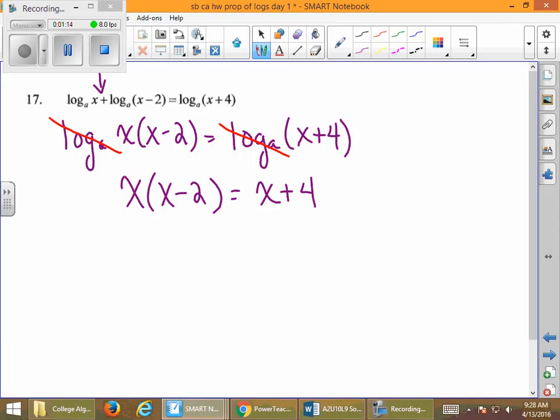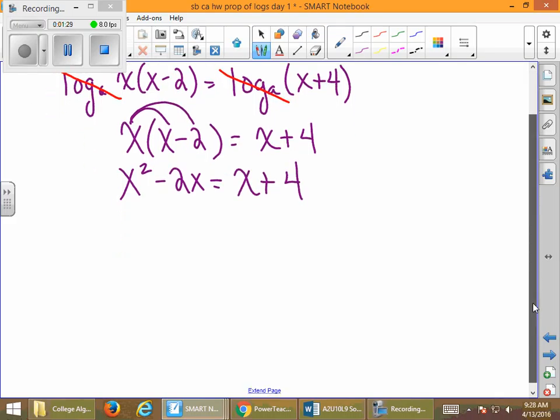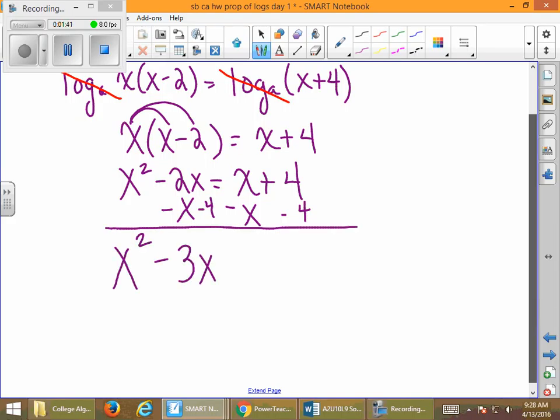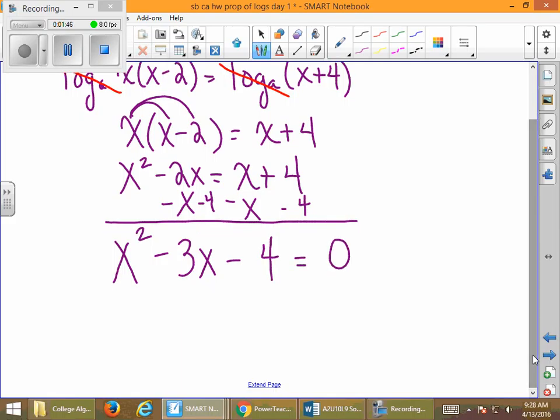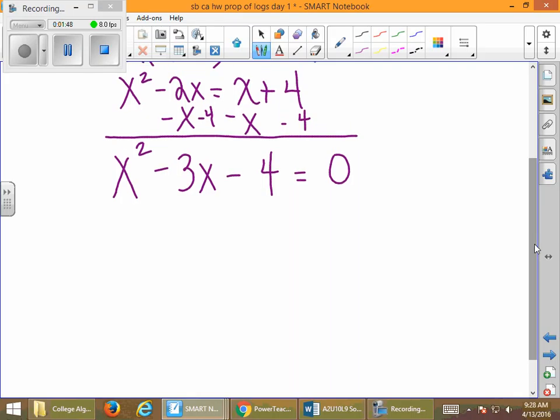And maybe the fact that it was base a instead of some number was the issue on this problem, but now we're going to distribute and get x squared minus 2x equals x plus 4. And we're going to have to factor eventually. So let's move the x over to the other side, and let's move the 4 over to the other side. And we get x squared minus 3x minus 4 equals 0. So now we can factor this expression.